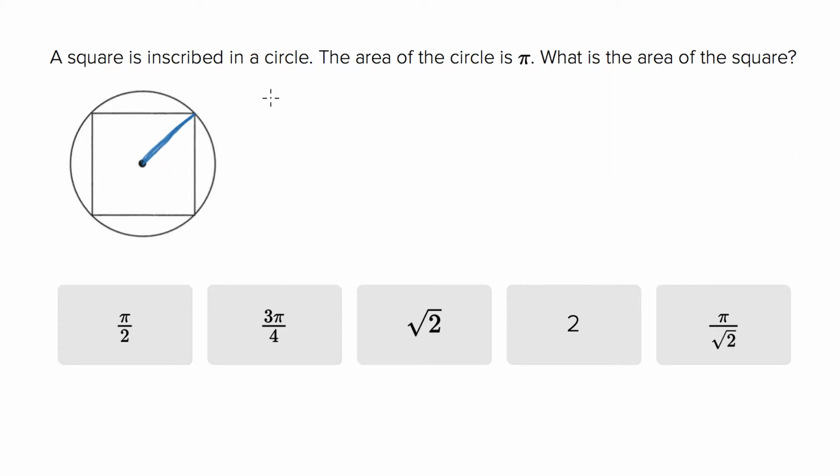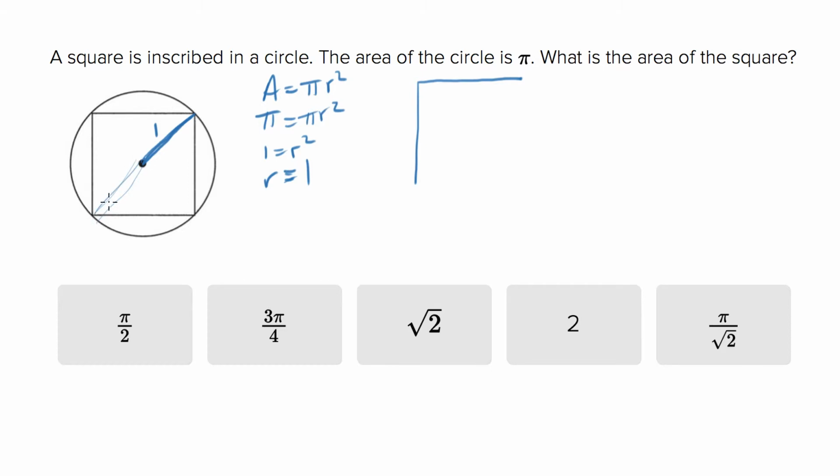So we have the area of the circle. Calculate area of a circle with pi r squared, but they tell us the area is pi. So pi equals pi r squared, which means 1 equals r squared, which means r equals 1. So the radius of the circle is 1, which means the diagonal of a square is 2, right? Because we have to double it.